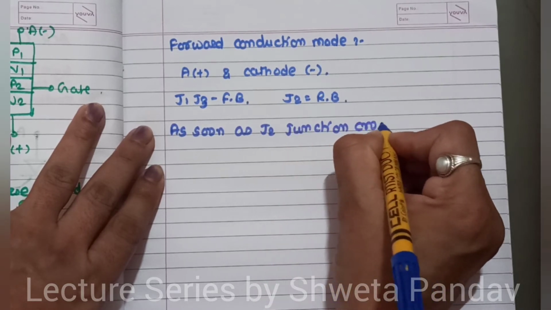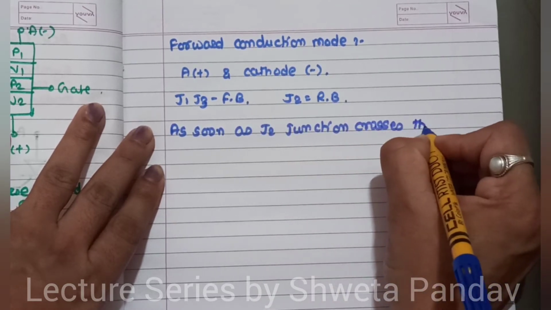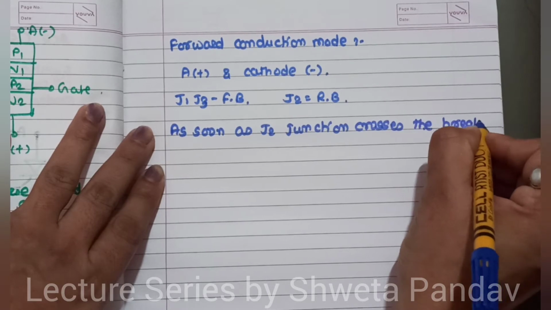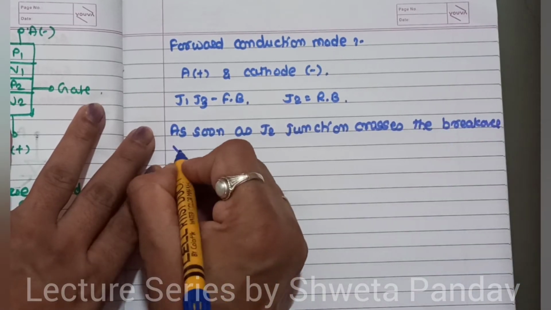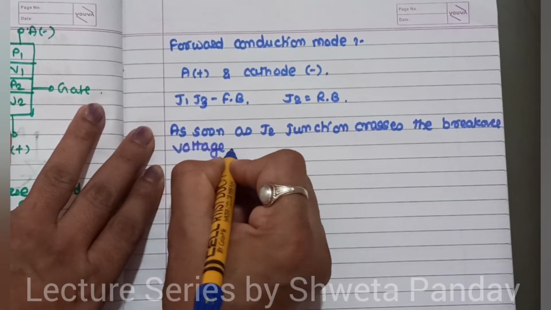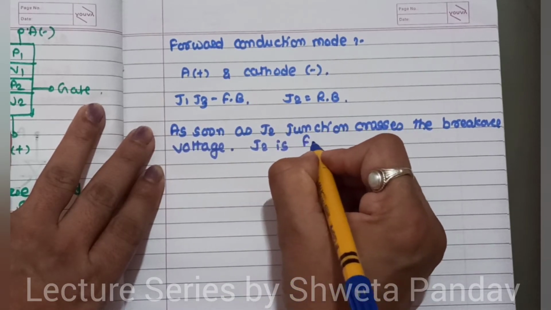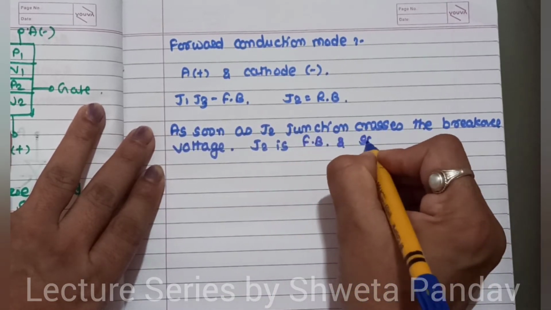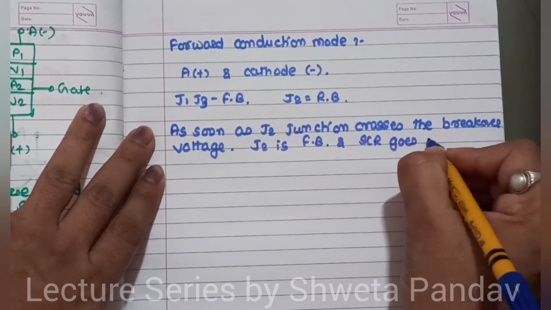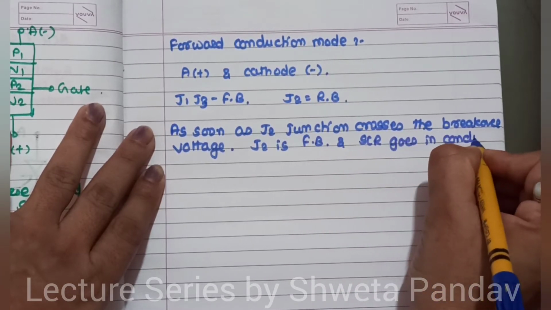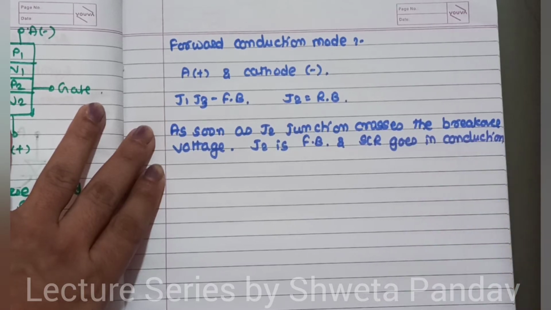the breakover voltage, J2 conducts and the SCR goes into conduction. It means the SCR is turned on. Okay.